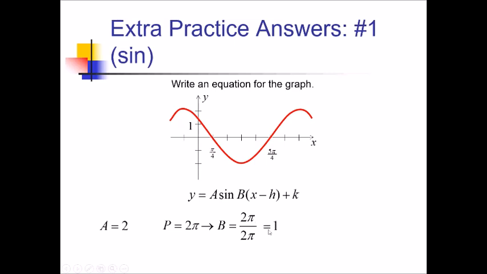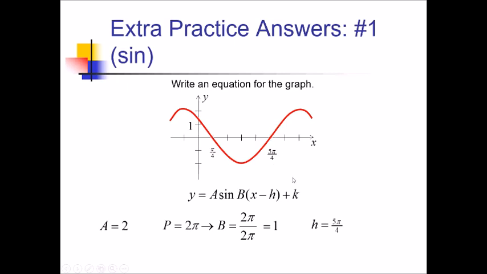All right. For the h value, this is where the sine wave would start. So we're looking for the middle of the wave going up, and that would be our h value if we're writing a sine version of this equation. Middle of the wave going up is right here at 5 pi over 4. So our h value for sine is 5 pi over 4.